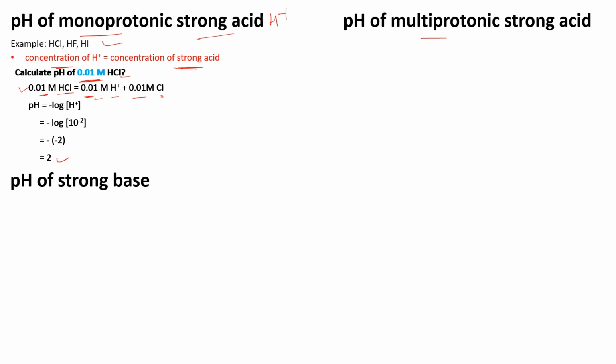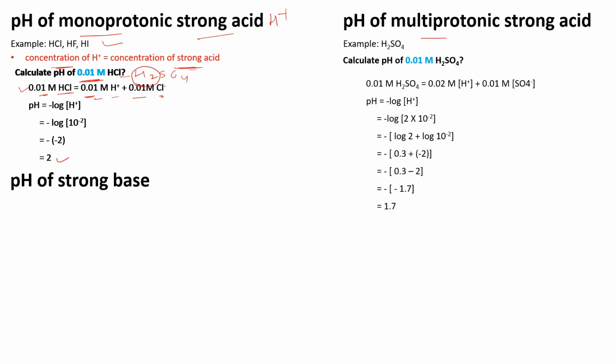Now in the same way, if we need to calculate the pH of 0.01 molar H2SO4, it has multiple H plus, so it is multiprotonic. How we will calculate now? The concentration of H2SO4 is 0.01 molar. It gives 2 H plus. So 0.01 molar for the first H plus, 0.01 molar for the second H plus. So total is 0.02 molar H plus and 0.01 molar SO4 2 minus. Now the same, pH equals minus log H plus. So minus log, here it is 0.02. That means 2 into 10 to the power minus 2.